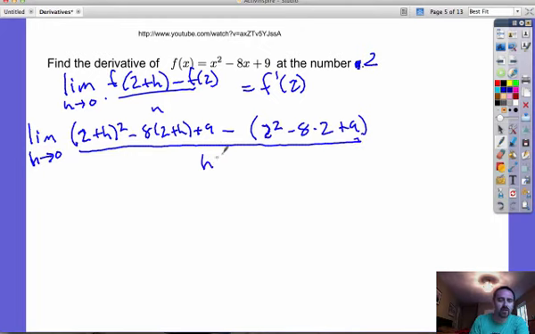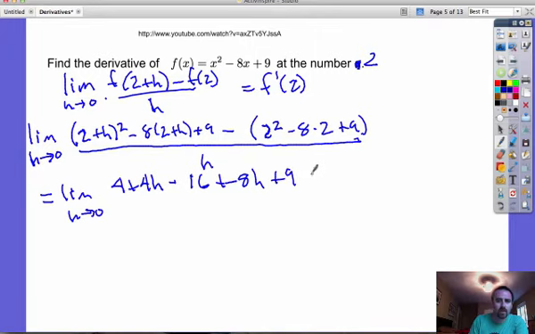Now notice I can't plug in h equals 0 right now because it would be 0 over 0. But let's see what we can do. Let's see if we can simplify the numerator. I'm going to get 4 plus 4h minus 16, minus 8h plus 9, minus, okay, we can figure this out. 4 minus 16 is negative 12, plus 9 is negative 3. All over h. Again, we can't plug in h yet, but let's simplify the top some more.